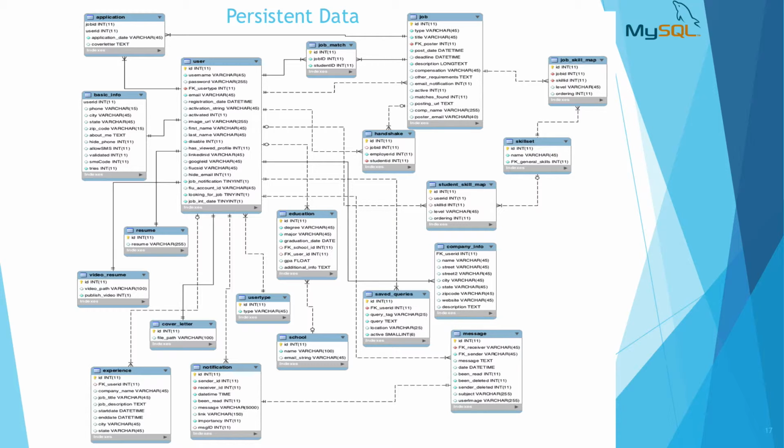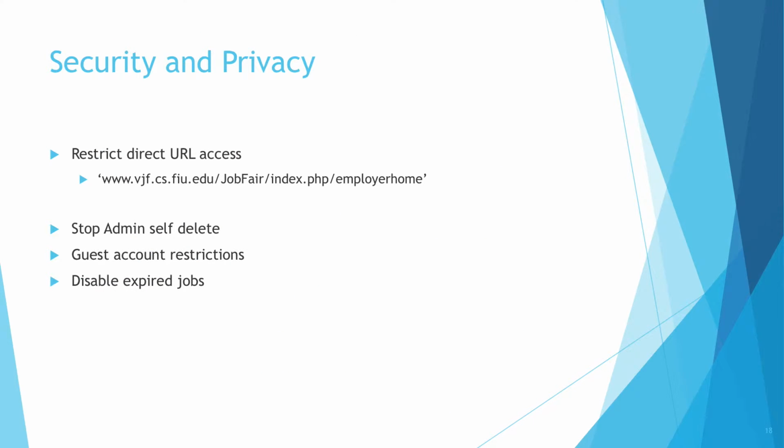So for example, we have the user. The user has a connection to the messages, to video resumes, to regular resumes, to cover letters, and things like that. Security and privacy. We had to restrict direct URL access to the system.